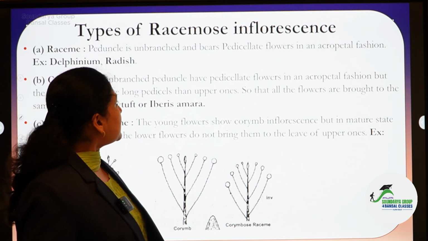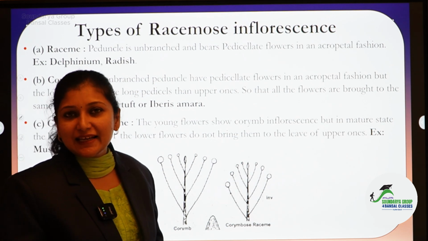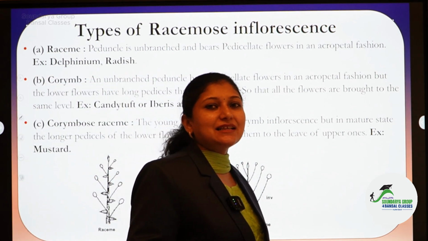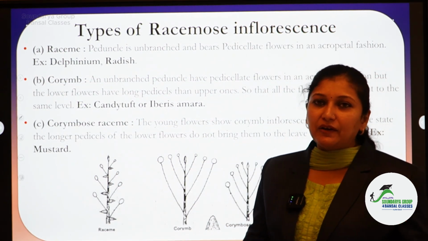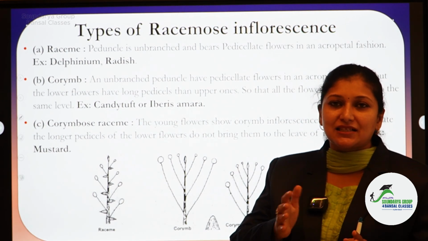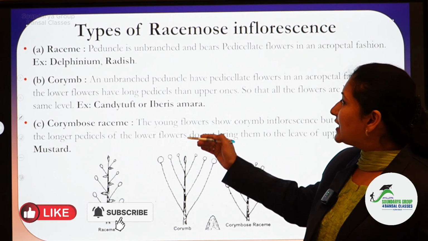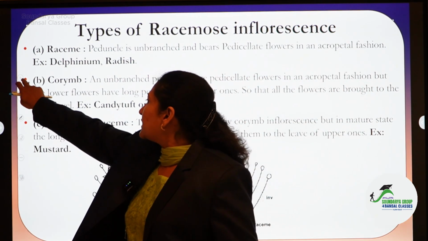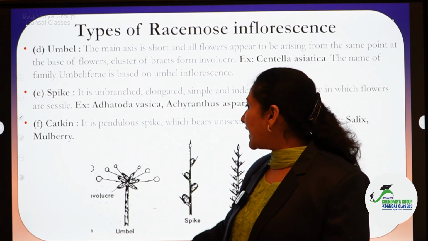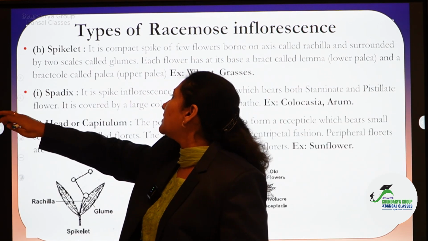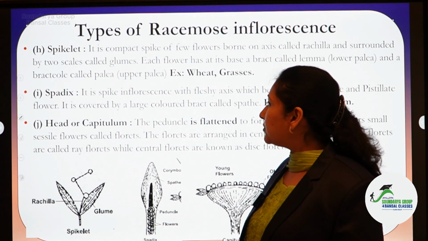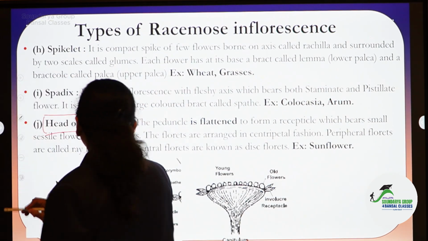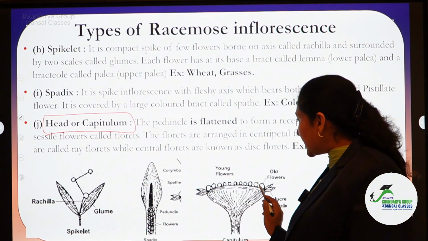Then the types of racemose inflorescence, which is not in NCERT, but they might ask questions as per last NEET 2025, where some of the questions were around NCERT. So you can see here corymb, raceme, then the next one is umbel, spike, catkin, different types of racemose inflorescence. Very important are head and capitulum. Head and capitulum we have in the case of sunflower.